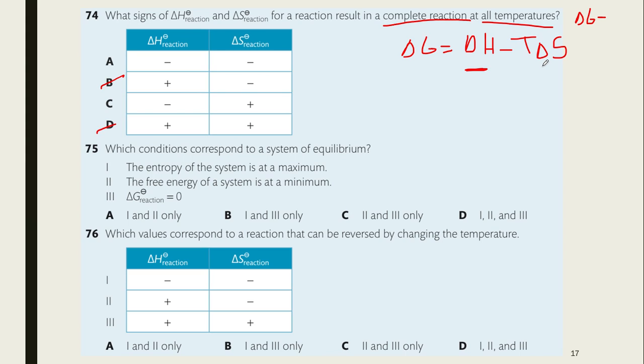So what we want is to ensure that this value is going to be negative. We want to subtract a positive value so that way we keep delta G as negative. So we want delta S to always be positive. That way we're always subtracting a positive number. So if delta S is positive, A is out, and that means C is our answer.